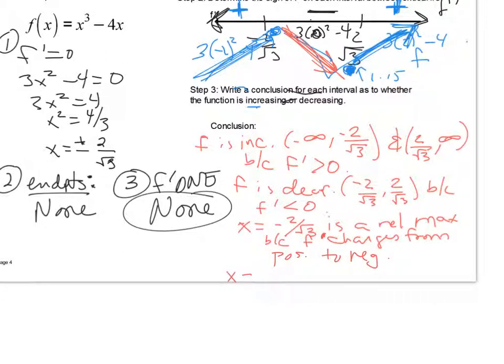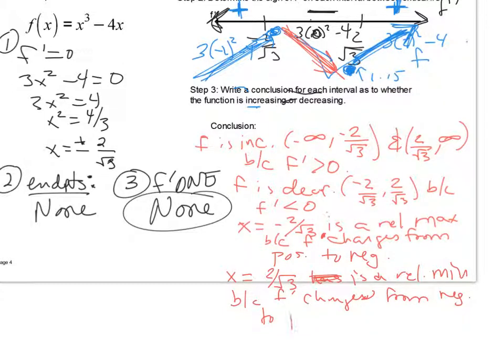Now, x equals 2 over root 3 is a local min, or a relative min, same deal, because f prime changes from negative to positive. Another way to say that would be because f changes from decreasing to increasing at that location.